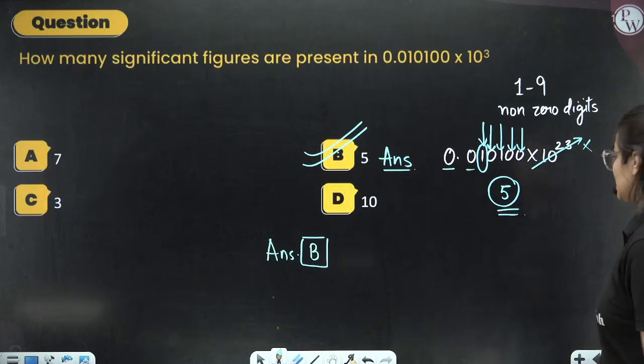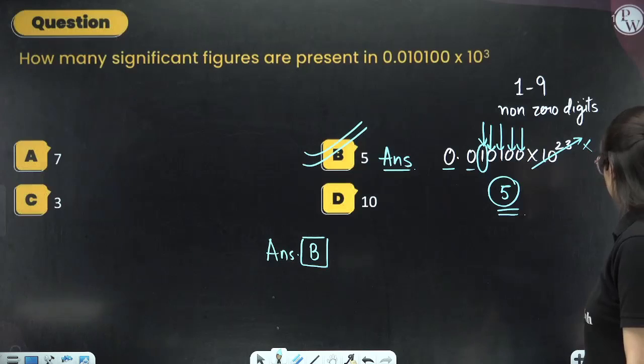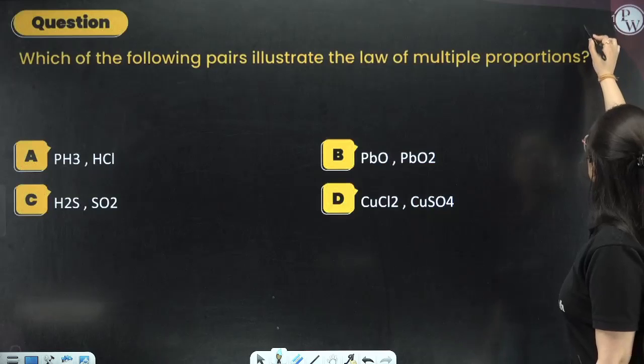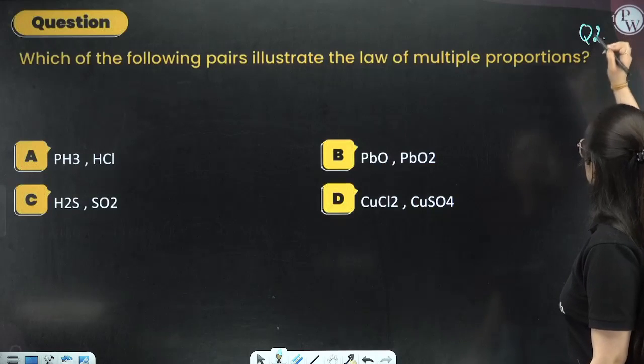Great. Okay, now let us see the next question of ours. I'm writing the question number over here. This is your question number first. Now moving on to the next question. What is your question number second? Let us read your question number second.